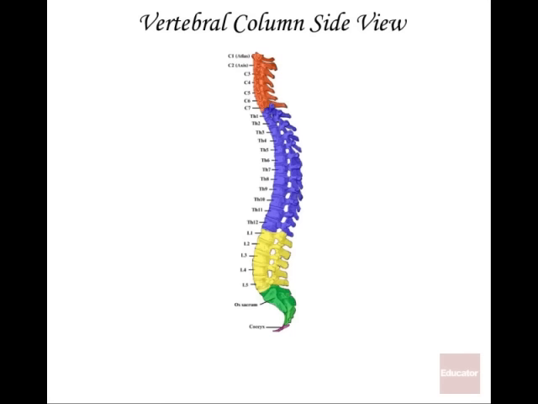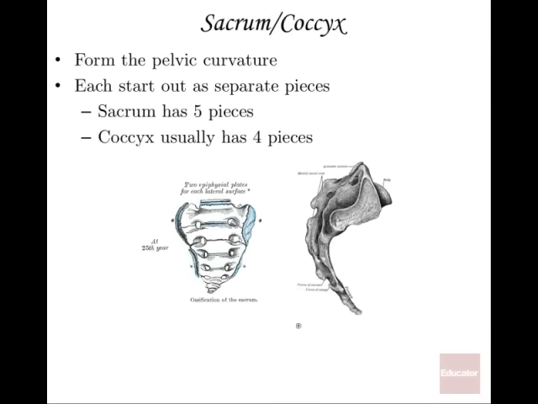But you can see that these curvatures, 1, 2, 3, 4, it's very wavy. From the front and back, it should look straight, but from the side, these curvatures help give us our posture. And here's that pelvic curvature. The sacrum and coccyx. The coccyx is a very small portion of it. It's right here. And the rest of it is the sacrum.